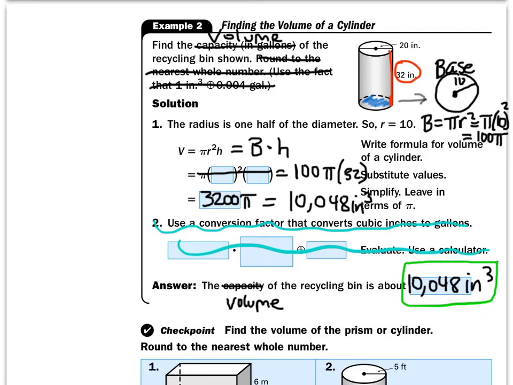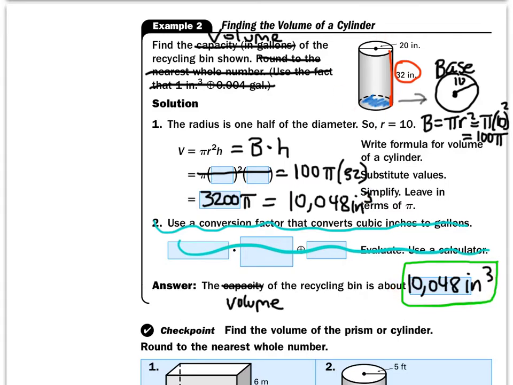And remember, leave pi alone until the very end. And so now I'm going to use my formula. Volume equals base area times the height of the cylinder. Well, the base area was 100 pi. I put that here. And the height of the cylinder is 32 inches. So I put that there. Well, 32 times 100 gives me 3,200 times pi. And now you can go ahead and multiply. 3,200 times 3.14 would give you 10,048 inches to the third power. So that's the volume of this cylinder.